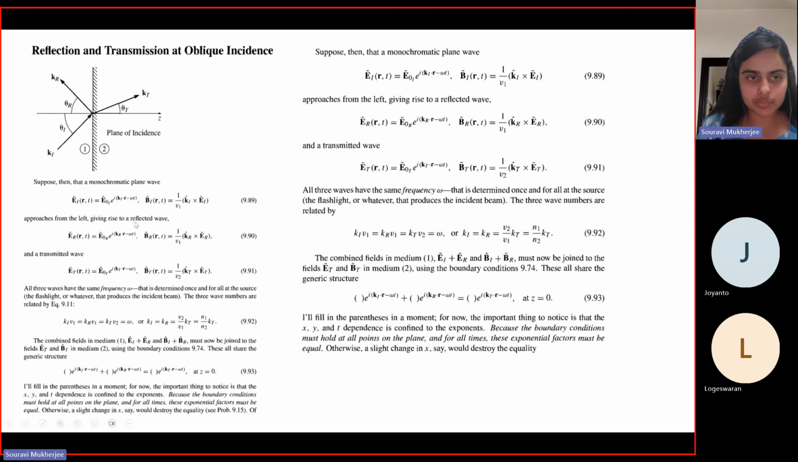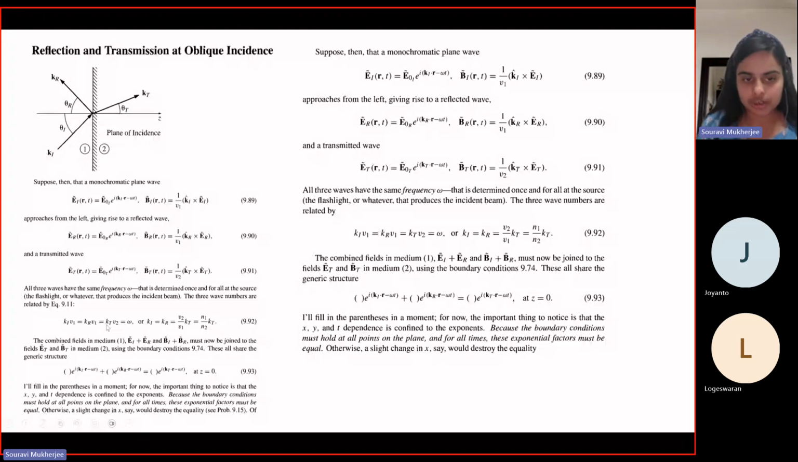Okay, so let us work it out. Here, what we see is the incident monochromatic plane wave, and this is the reflected plane wave. You'll later see that Ki and Kr would actually be the same because they are in the same medium. And then you have a transmitted wave. Now, because all three waves have the same frequency, K1 V1 should be equal to Kr Vr equal to Kt V2. So this gives you the relation about how the wave numbers are related to each other.